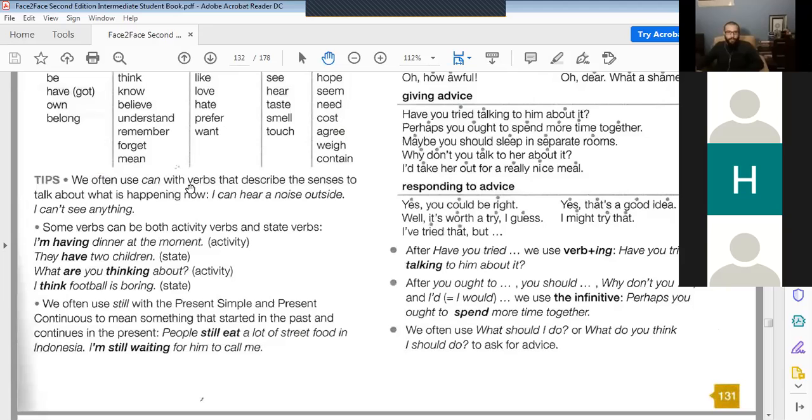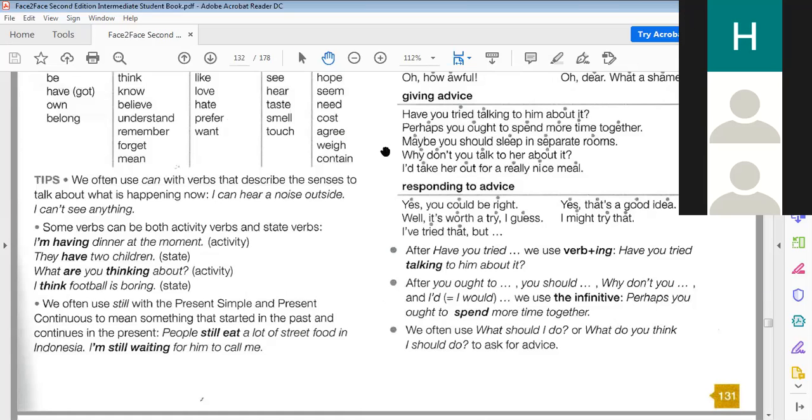It says we often use can with sense verbs. Okay, this is clear. So if you want to use a sense verb, you can add the verb can, because this is showing ability. Remember when we talked about can for ability in the lesson before this one? So they're just telling you, if you want to talk about your senses, you can use can. And when you use it like this, it means you're using it as an ability. I can smell something strange. I can hear some noise. It means you're able to hear the noise, right?